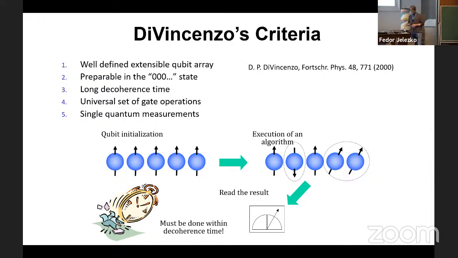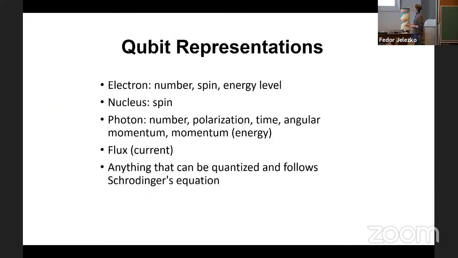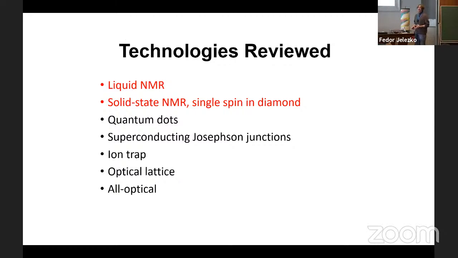There are, however, many systems under consideration now: electron spins, nuclear spins, photons, flux in superconducting devices, essentially many systems that do have well-defined quantum states and which are scalable. And there are many platforms now really coming to technologies.